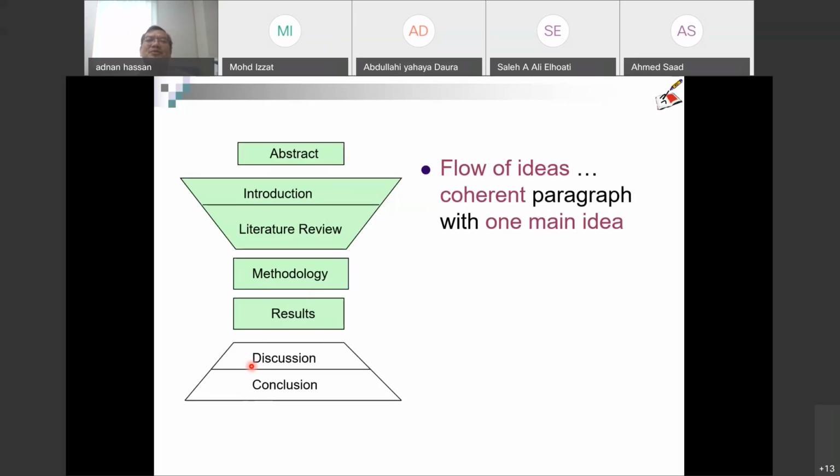The word that you choose is very important. You have to be accurate in choosing the words. This is part of your training in postgraduate. You need to choose the correct word.